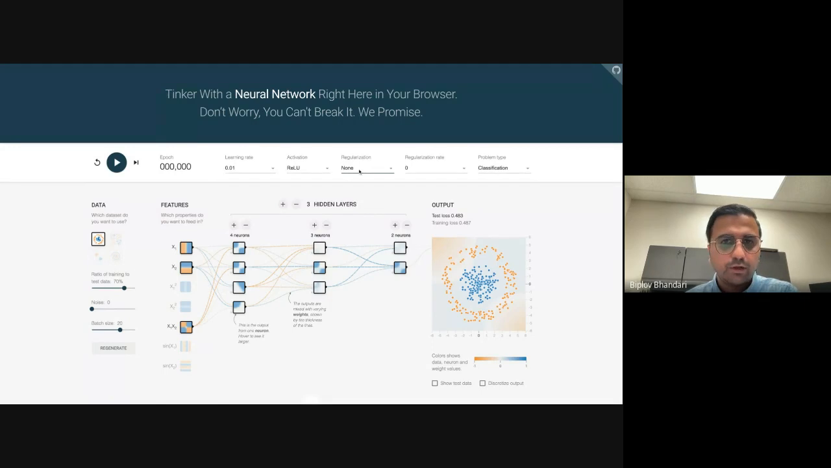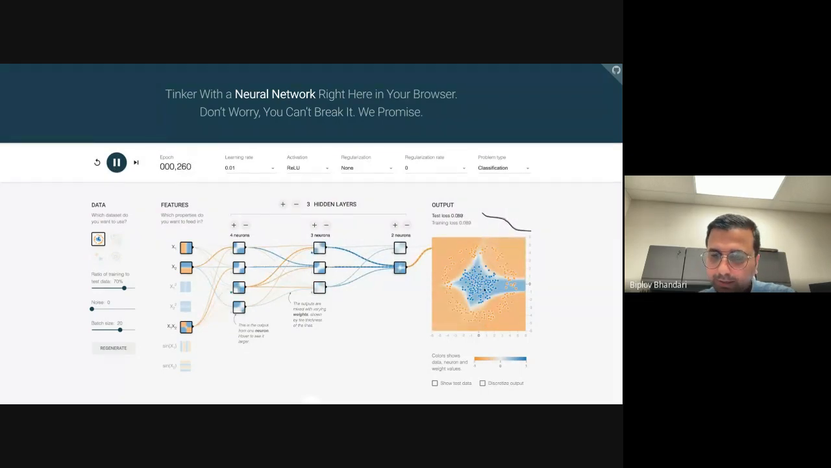For this case, I'm not going to use any of that. The regularization rate is again associated with the regularization. This is a classification problem. So let's go ahead and run this. You see that while it's running, it's forming these boundary layers in here. So let me stop here. It has a near perfect classification here.